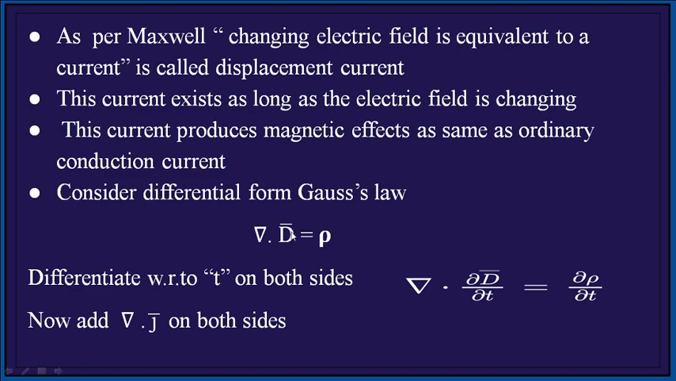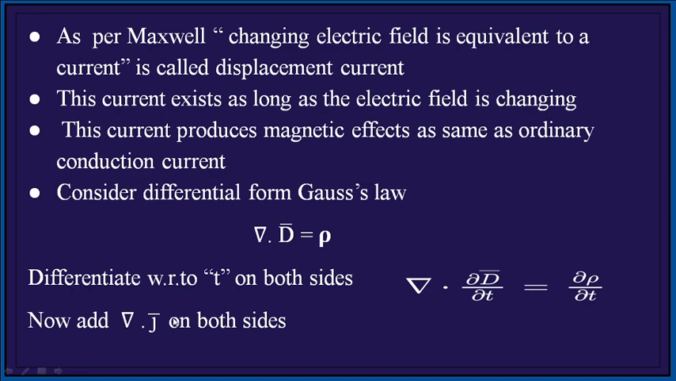So here we are differentiating with respect to t. Here we have the charge density rho, which we are differentiating with respect to time. But del cannot be differentiated with respect to t, because del is constant with respect to t. Del can be variable only with respect to the x, y, z coordinates. Okay, so then we have this equation.